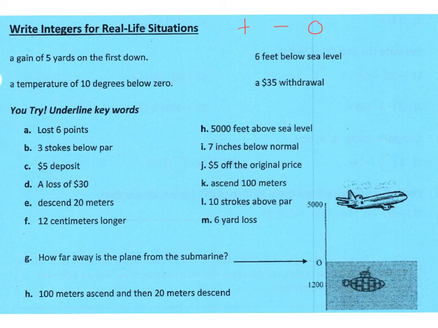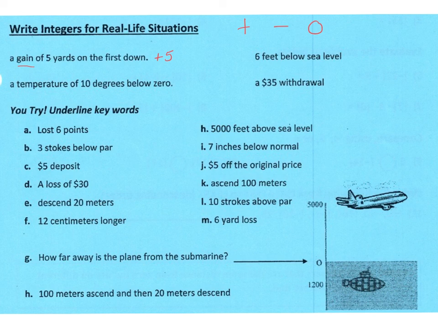So for the 4 situations at the top, we're going to write an integer to represent each. The first one says a gain of 5 yards on the first down. Well, that is referring to football. If we have a gain of 5 yards, do you think that's a positive or a negative? Hopefully you were thinking that is a positive 5. When you gain 5 yards on the football field, you are adding 5 yards. So positive 5. I'm going to underline that word gain, so we understand that it is the word that tells us whether we had a positive or a negative.